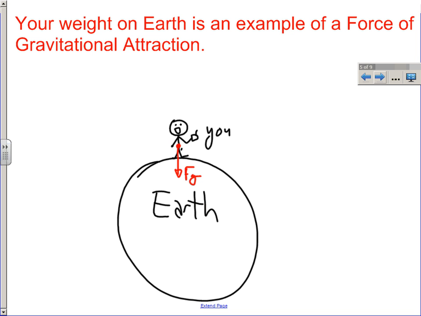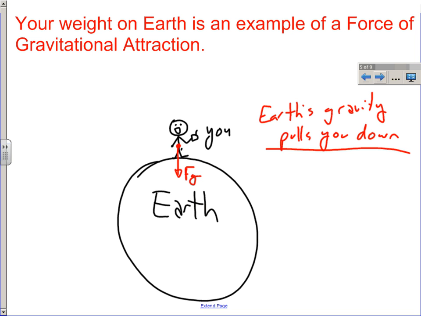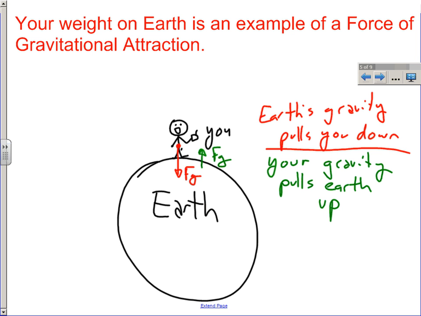Remember from when we did Newton's third law, we said that the action force was Earth's gravity pulls you down. And then the reaction would be you pulling the Earth up. That's also a force of gravity, right? So technically it's your gravity pulls the Earth up. And those two forces are equal. The only reason we don't notice the Earth moving is because it has such a big mass.